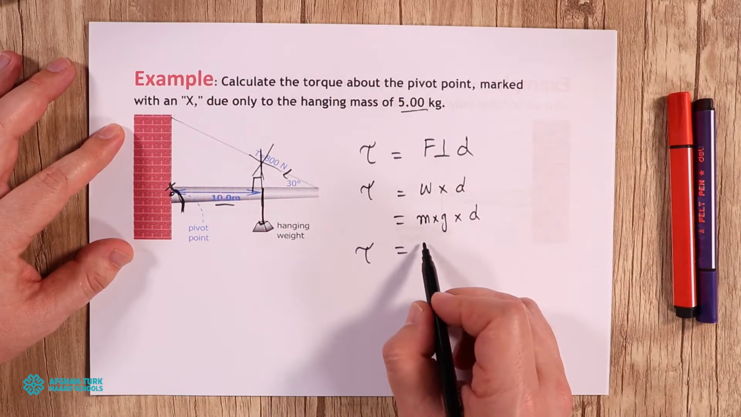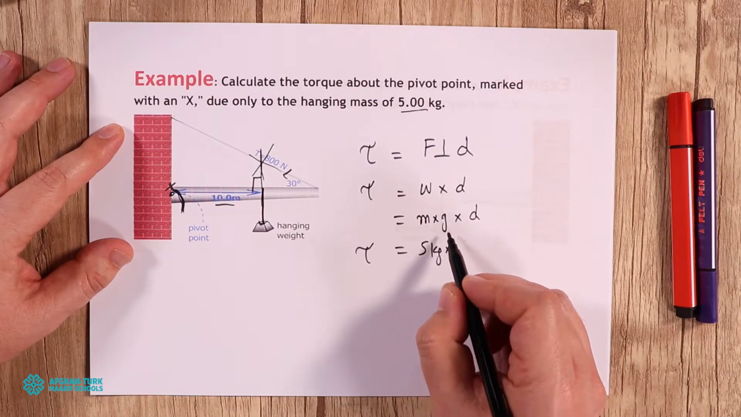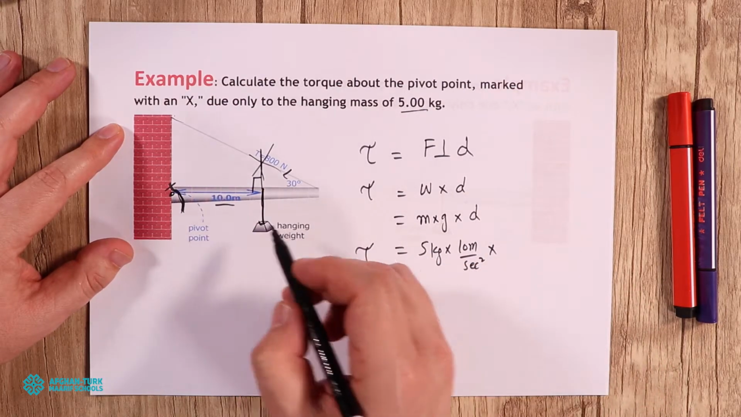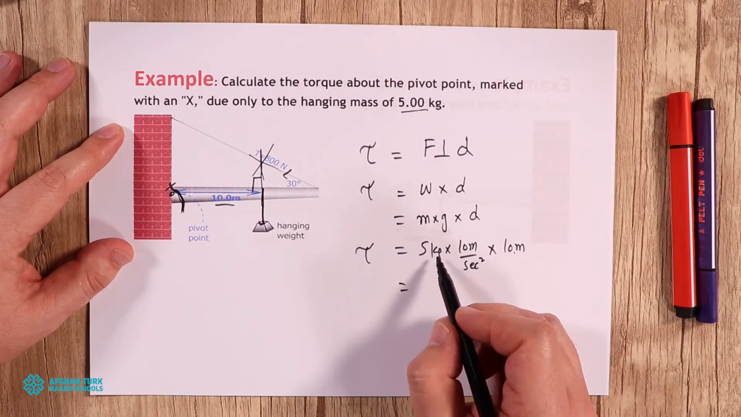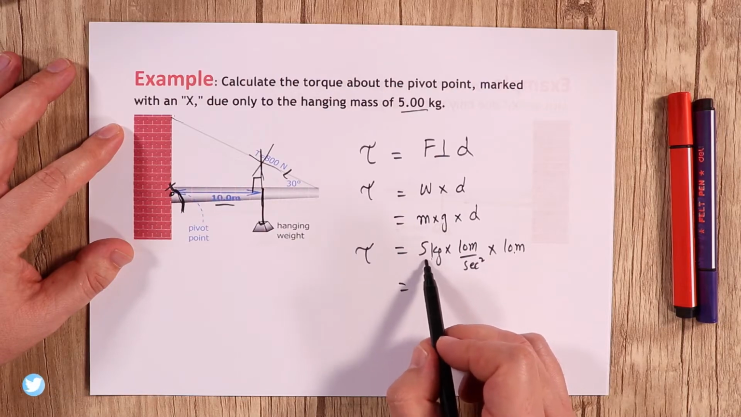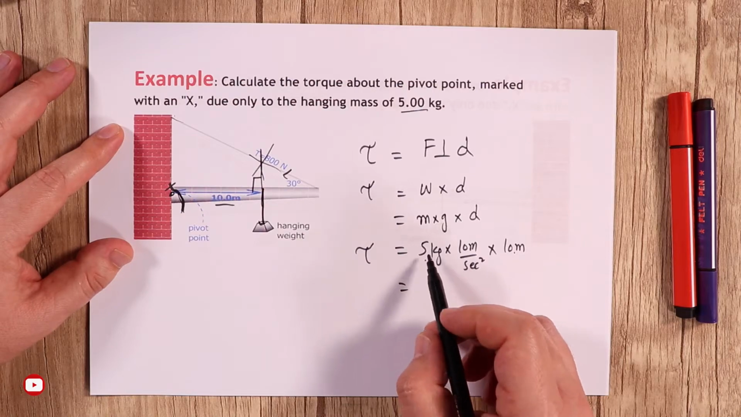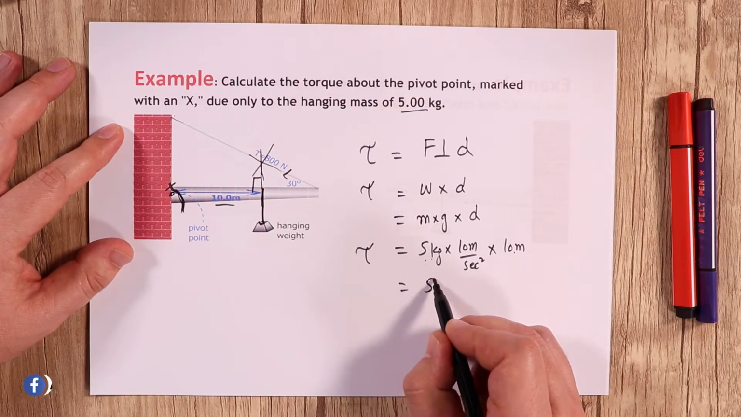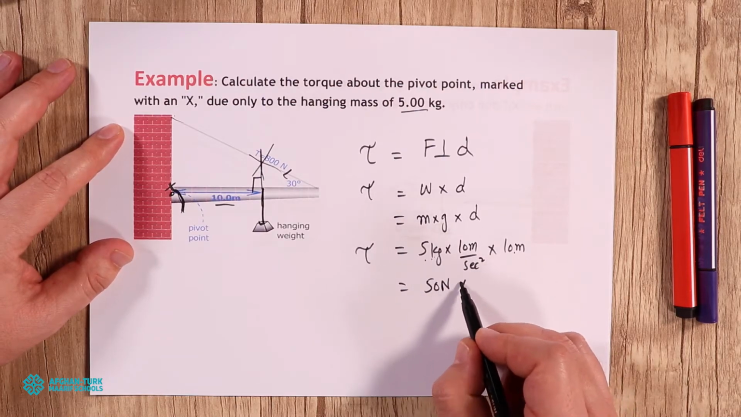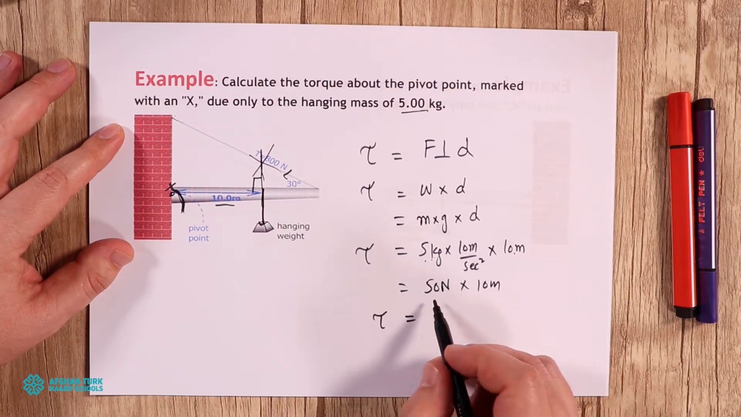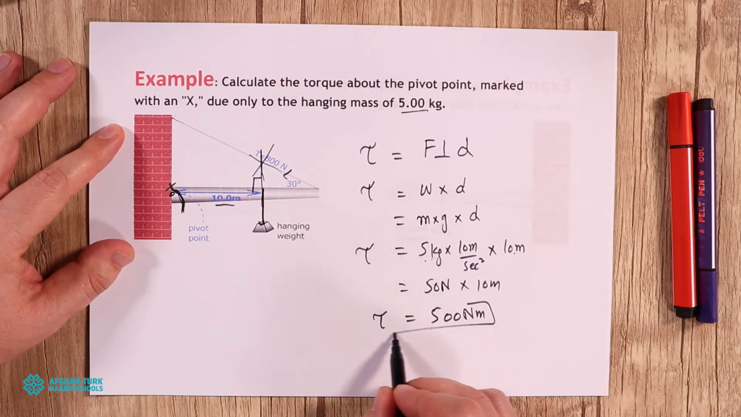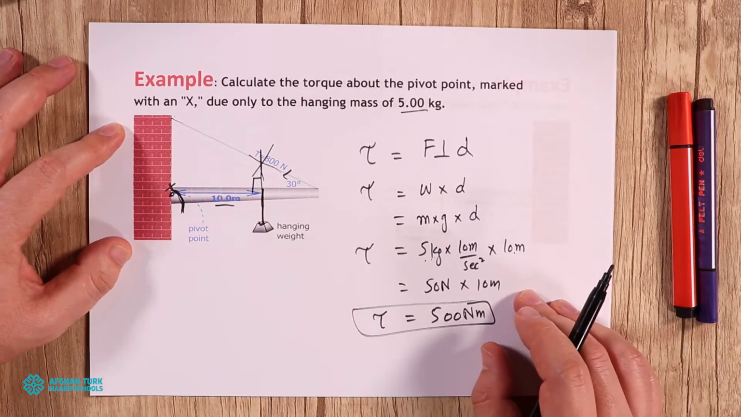So let's see again, mass is equal to 5 kilogram, and acceleration due to gravity is 10 meter per second square, multiplied by the distance, 10 meter. If we multiply these two, kilogram times meter per second square is equal to Newton, since mass times acceleration is equal to force. So this is equal to 50 Newton multiplied by 10 meter, and if we multiply these two values, this gives us 500 Newton meter, which is the torque at the x point, this point. Okay, this is the first example.